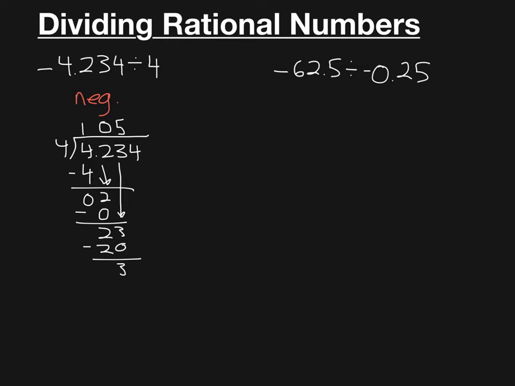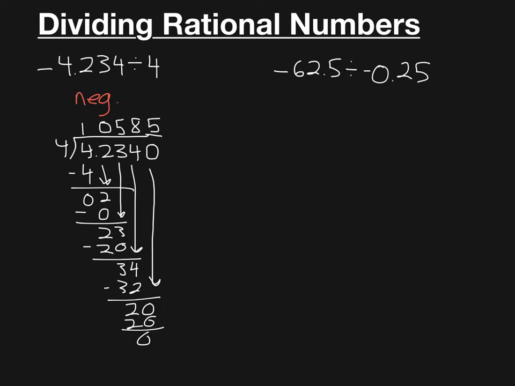Subtract that, I get 3. I bring the 4 down, 34. 4 goes into 34 8 times. 8 times 4 is 32, and 34 minus 32 is 2. And now I don't have anything else to bring down, but I can always add a 0 on the back end here. So now I bring the 0 down, and I get 20. And now 4 goes into 20 5 times. 5 times 4 is 20. 20 minus 20 is 0. So now that I got 0, I'm done.